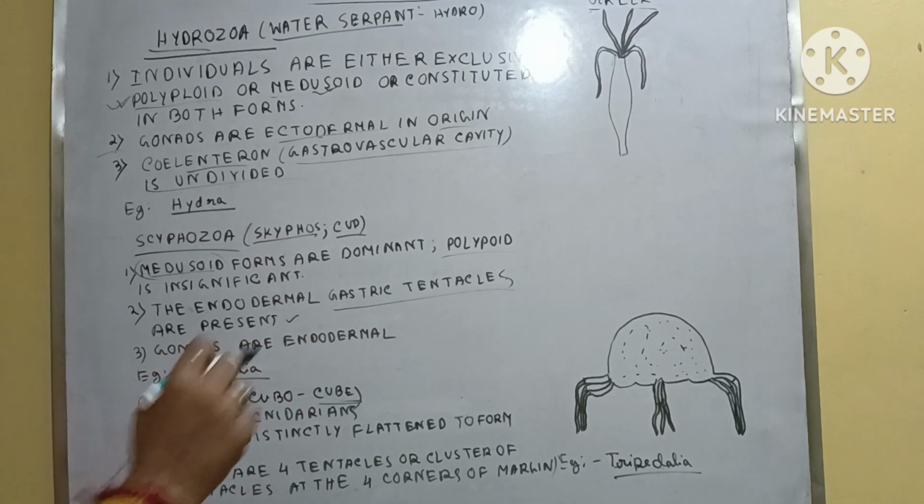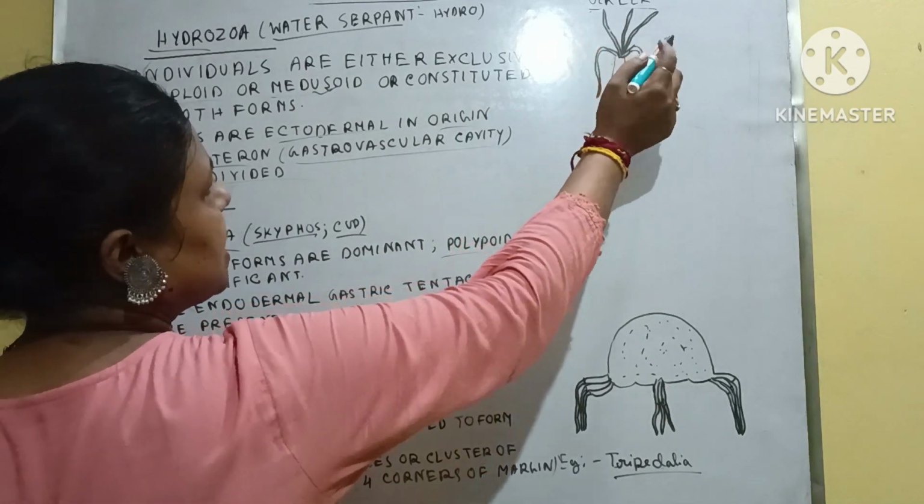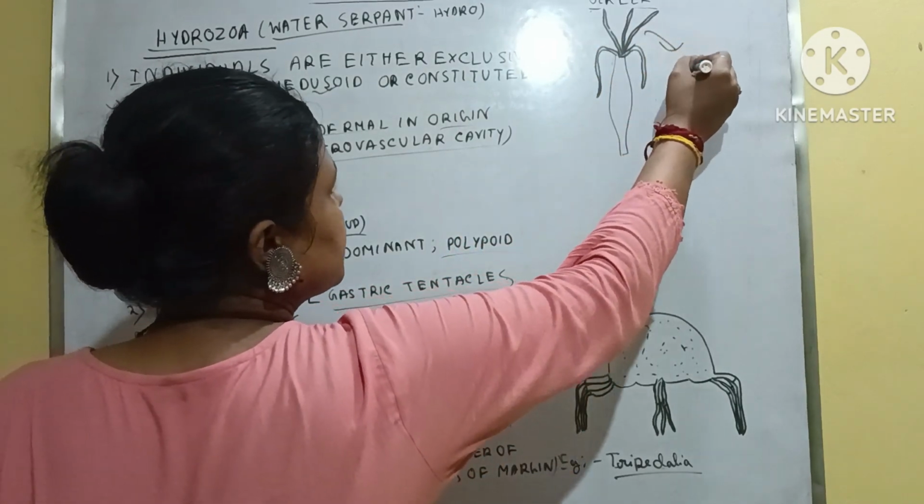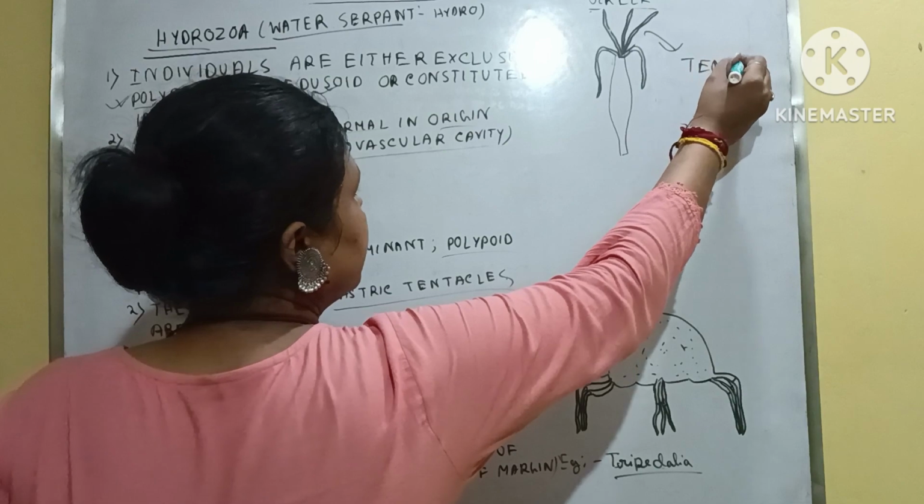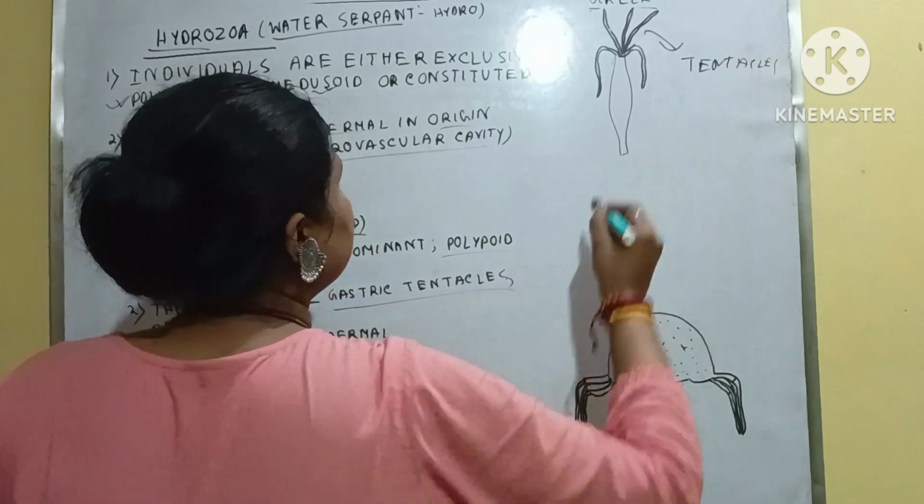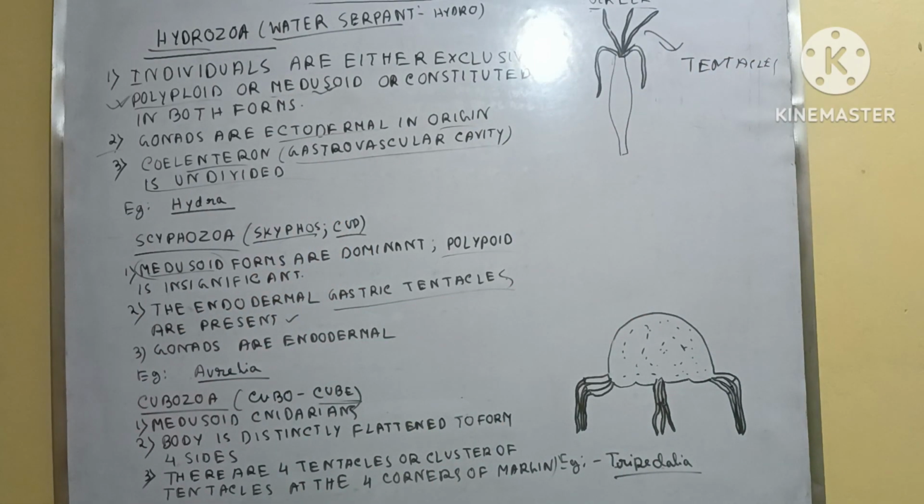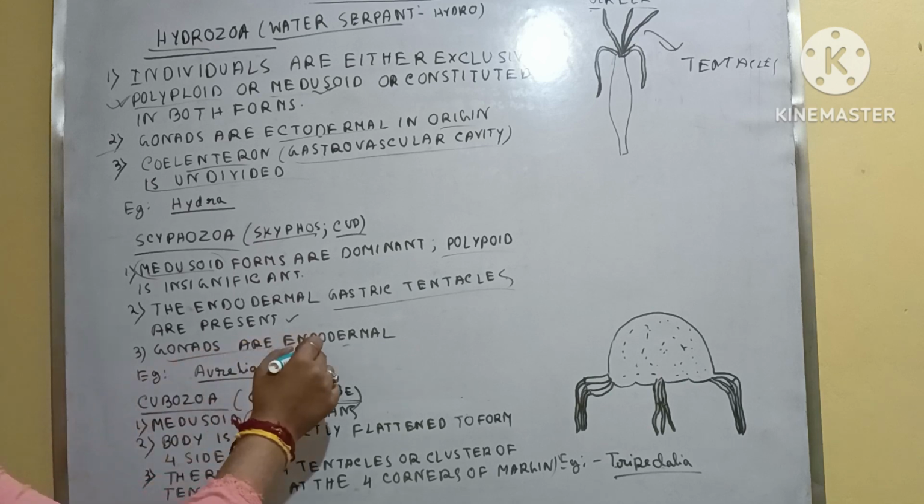What are called the tentacles? You can see these are the tentacles. So gastric tentacles are present here. And the gonads are endodermal here also. So this is the common feature. The gonad is endodermal here and here also.